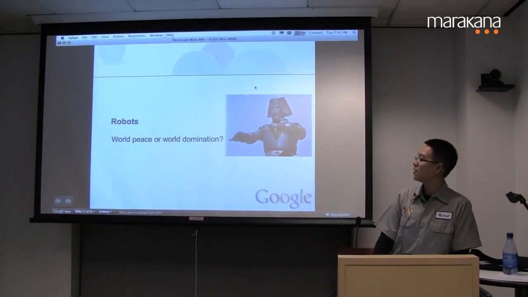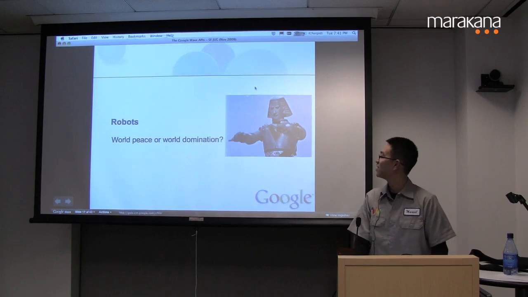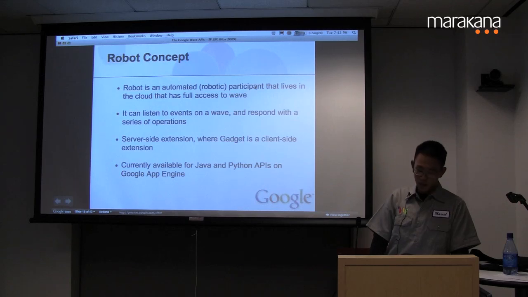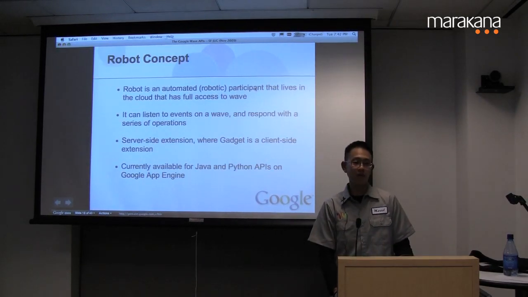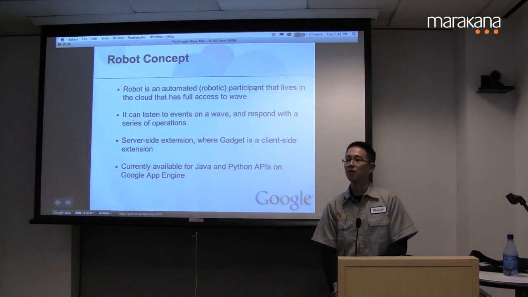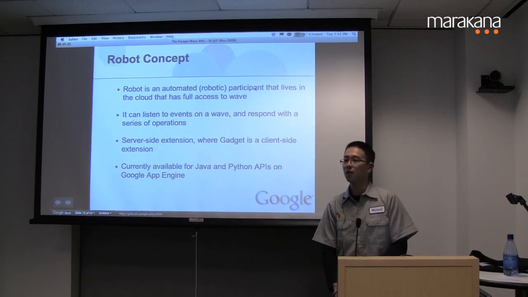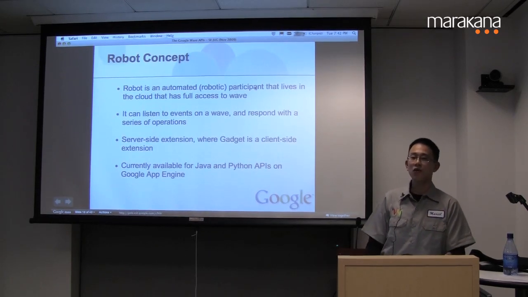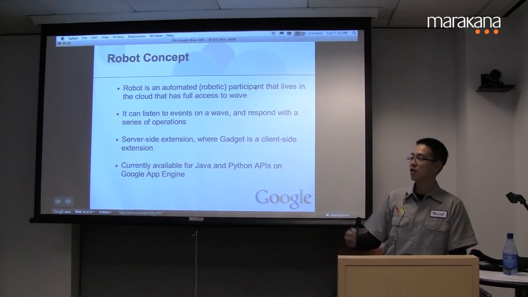Okay, now let's talk about our second extension API. So robots, world peace or world domination? Tough question. So a robot is an automated participant that lives in the cloud. Right now, a robot can only live in Google App Engine, and it has full access to Wave. So it can edit a wave, like insert text, delete text, annotate some text, make it bold, add participants, add a gadget, add an image, things like that. Basically, the way it works is it listens to events on a wave that it's a participant of, and responds with a series of operations.